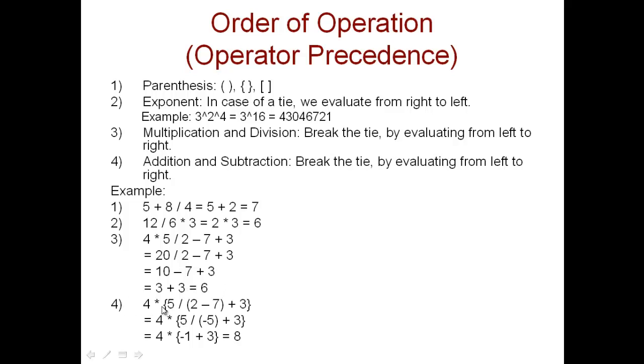So now you have 4 star, and then inside the parenthesis you have this. Now you evaluate things inside the parenthesis. Here you have one more parenthesis, so you evaluate that first. So 2 minus 7 is negative 5. 5 divided by negative 5 is negative 1, that's the quotient. Plus 3, so negative 1 plus 3 is 2, and 4 times 2 is 8.